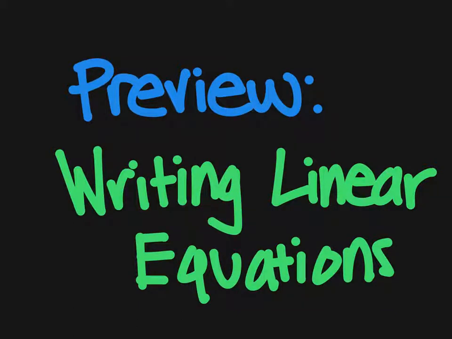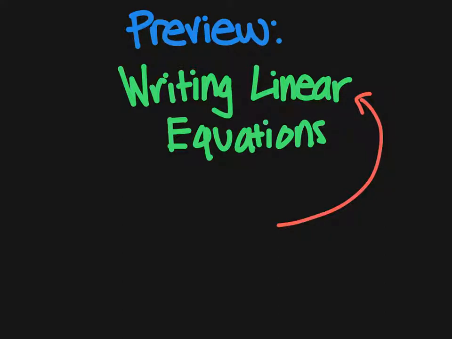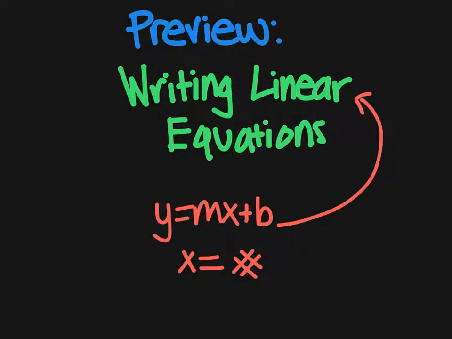This is a preview video for writing linear equations. Recall that the word linear refers to a straight line, so the forms of our equations are y equals mx plus b and x equals a number. X equals a number is going to be the exception because that is a vertical line with an undefined slope. So in this video, we are going to focus on equations of the form y equals mx plus b.